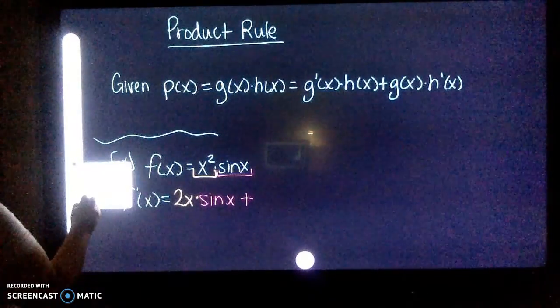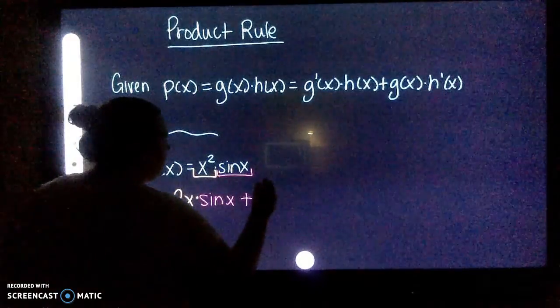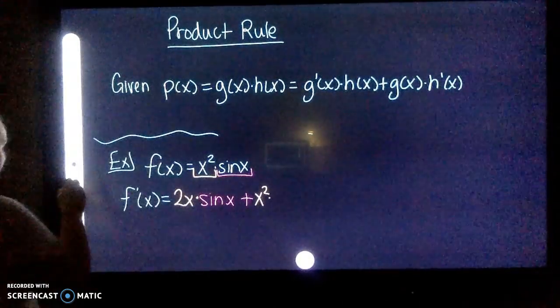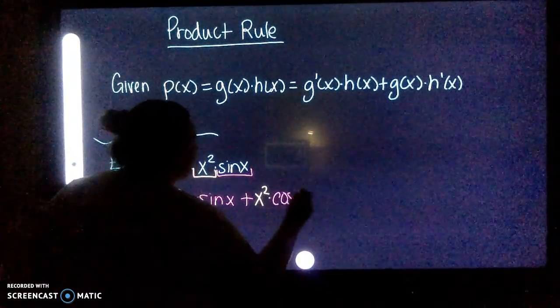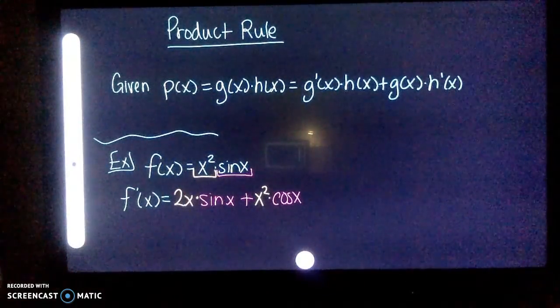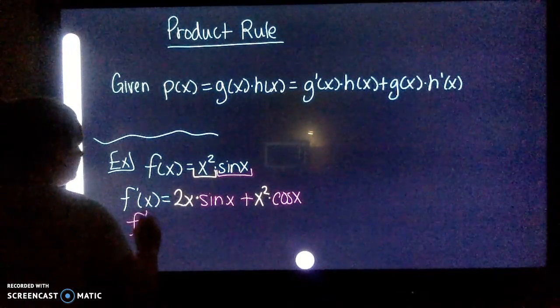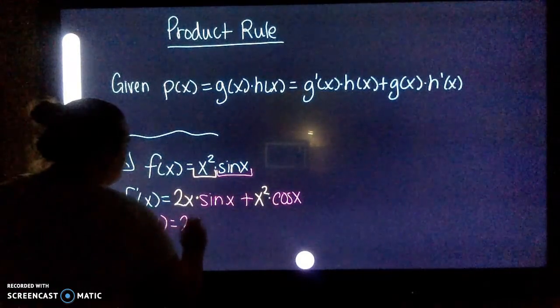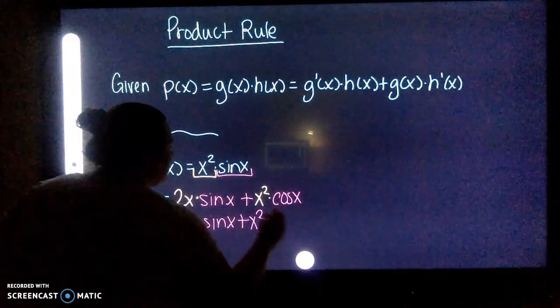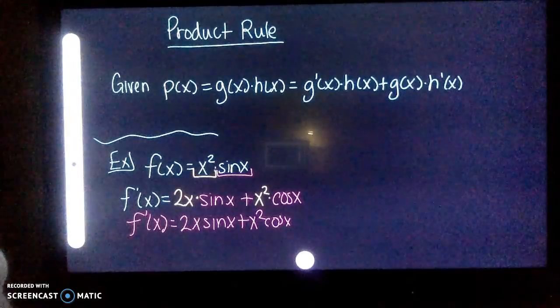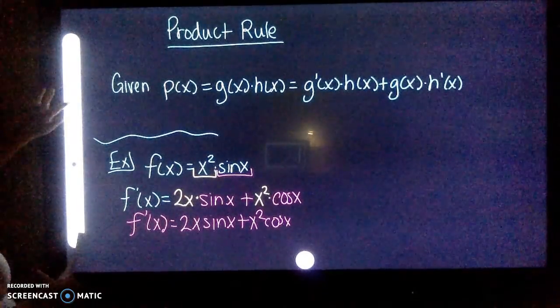plus the original first function, x squared, times the derivative of sine of x, and the derivative of sine is cosine. So then my derivative in total, since I can't combine anything, would just be 2x sine x plus x squared cosine of x. And then that would be it.